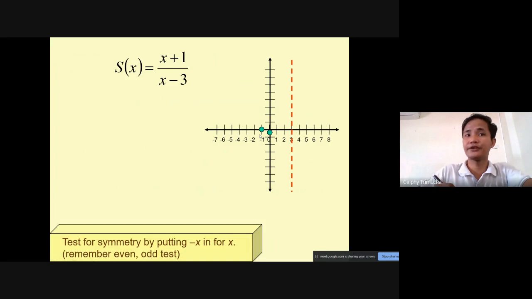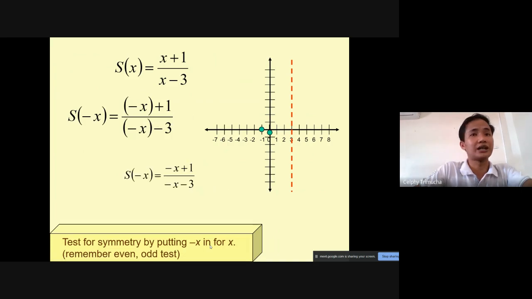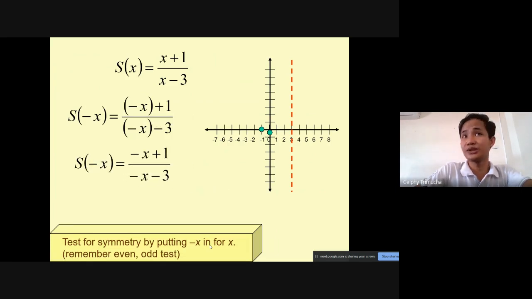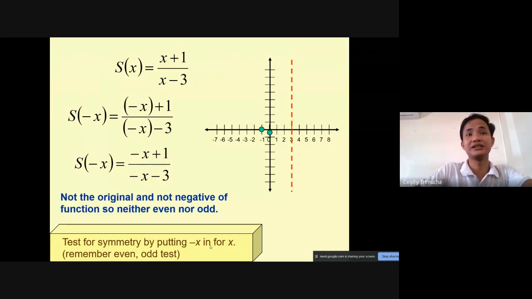To test for symmetry, what we do is let x equal negative x, and see if we get back our original equation. So our equation will be negative x plus 1, which is not equal to our original equation.